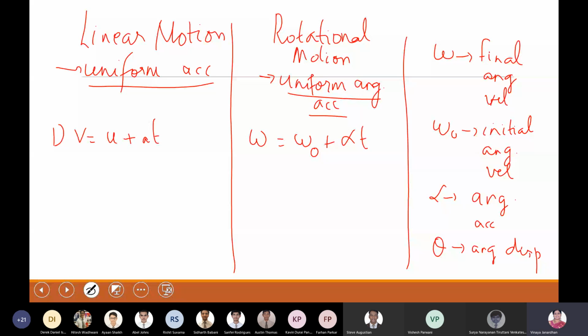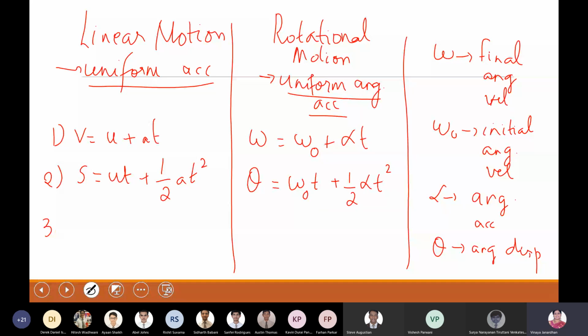This is the first equation. Second, you had s is equal to ut plus half at squared. So s was linear displacement. Here your angular displacement will be omega naught t plus half alpha t squared. Third one, it was v squared equal to u squared plus 2as. I can write this as omega squared is equal to omega naught squared plus 2 alpha theta.